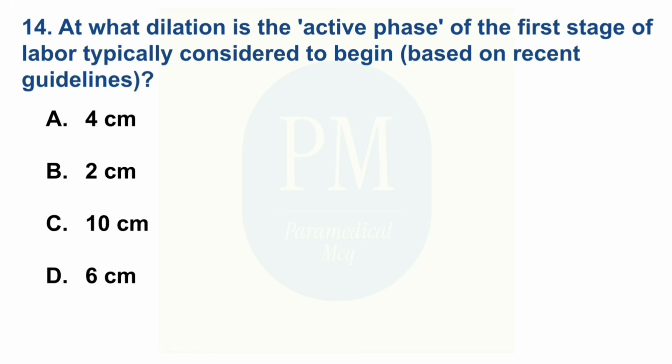At what dilation is the active phase of the first stage of labor typically considered to begin based on recent guidelines? Option A, 4 cm; option B, 2 cm; option C, 10 cm; option D, 6 cm. The correct option is option D, 6 cm.